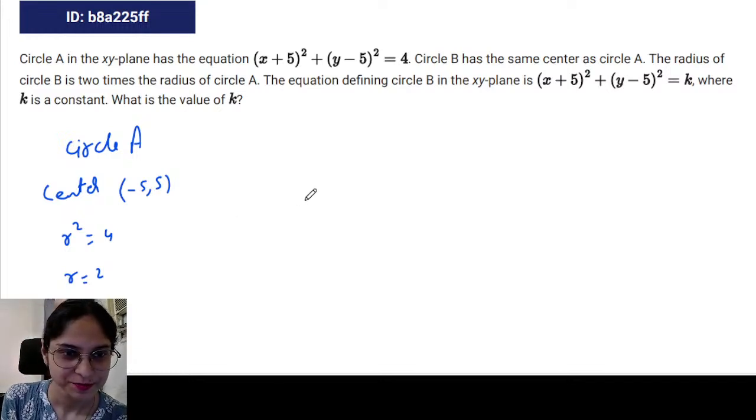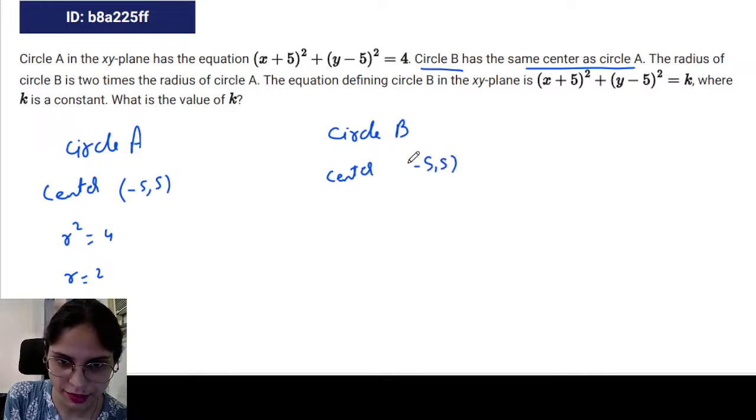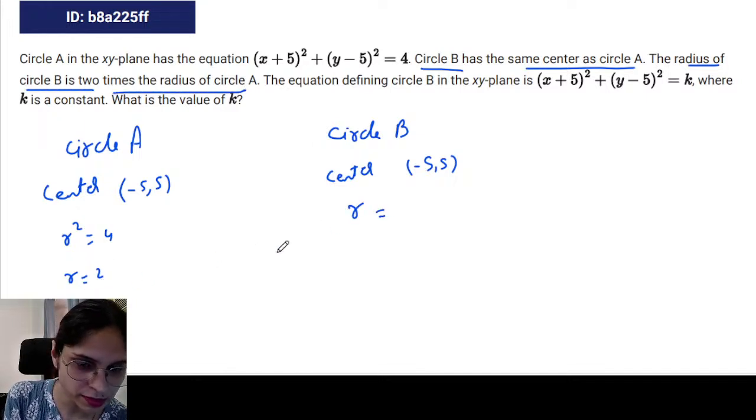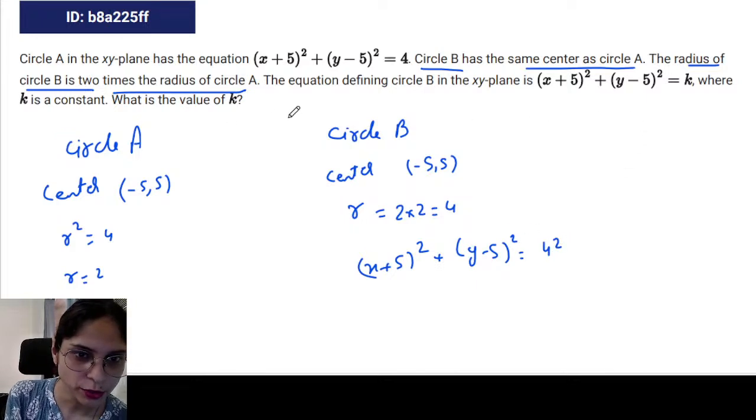Now, so we have found the radius of circle A. Circle B has the same center as circle A. So in circle B, center is the same, -5, 5. Radius of circle B is 2 times the radius of circle A. So radius over here is going to be 2 times this radius, that is 4. And the equation now of circle B would be x plus 5 whole squared plus y minus 5 whole squared is equal to 4 squared, because it is r squared, right? And they want to know what is the value of k.